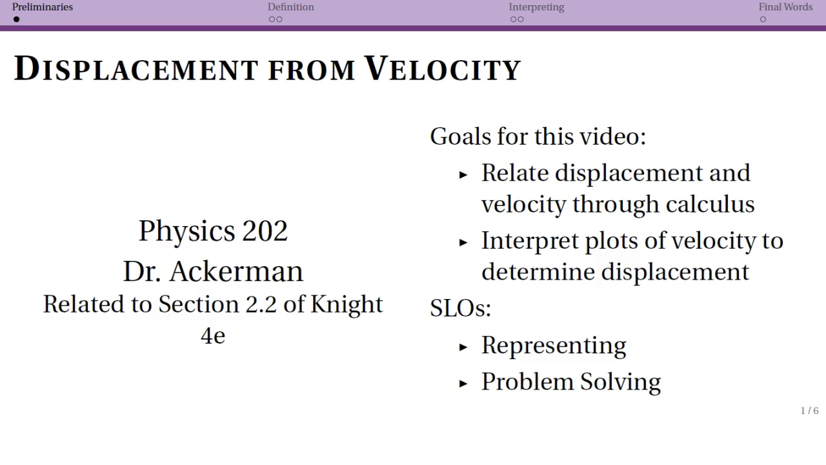This video is going to look at how to get displacement or position from velocity, either in an equation form or a plot form. Because of these two forms that we're going to be working with, this relates to two major learning outcomes for the class: the representation side of working with plots, and then the problem-solving side of actually needing to do some math, both algebra-based math and some calculus-based math as well.